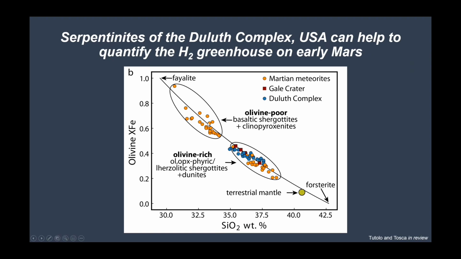And so these blue dots here are all olivines from the Duluth Complex, and you see that they very nicely overlap with all of those olivines that have been analyzed by Curiosity in Gale, and most of the range of the olivine-rich meteorites in general. So again, if we study serpentinization of these Duluth Complex olivines, we might have a better chance of understanding serpentinization on Mars.